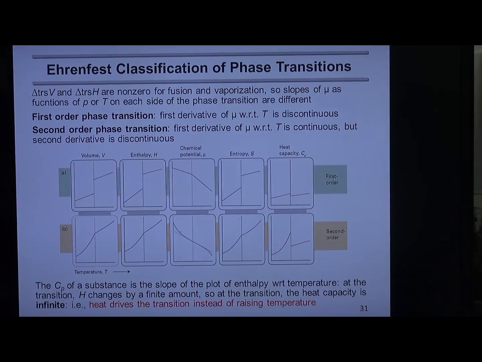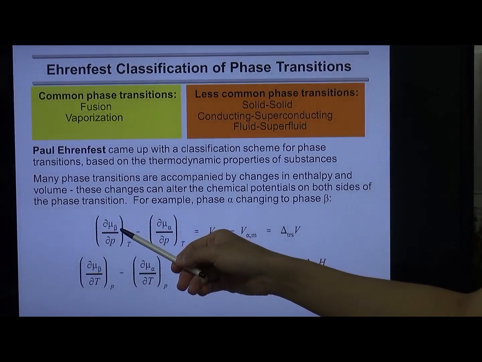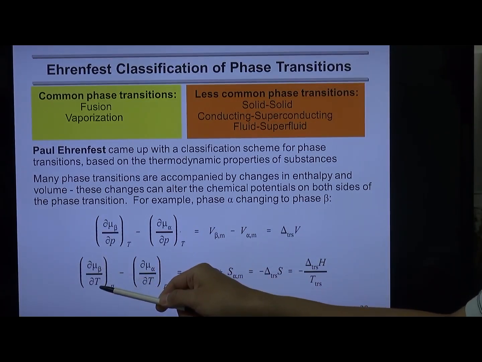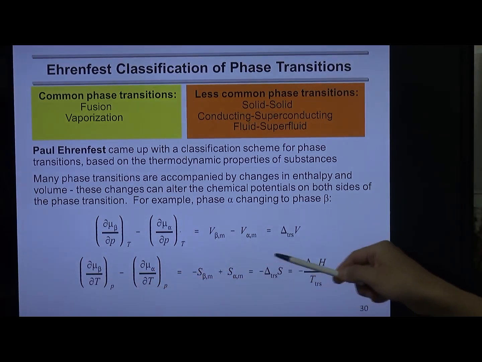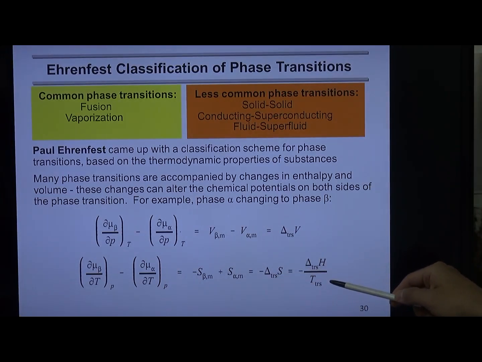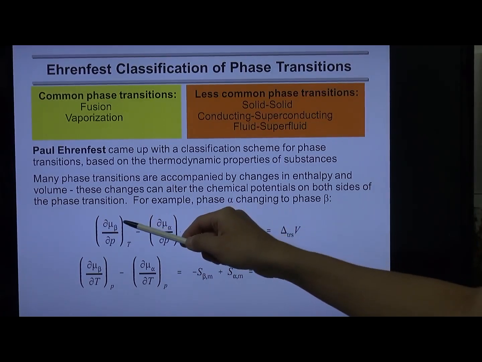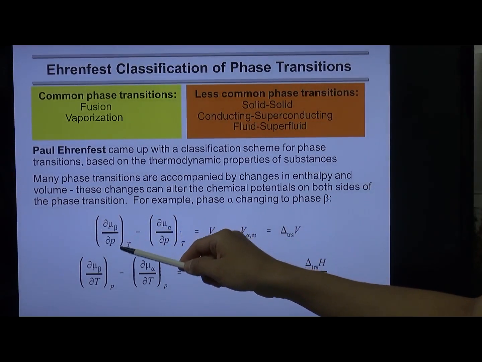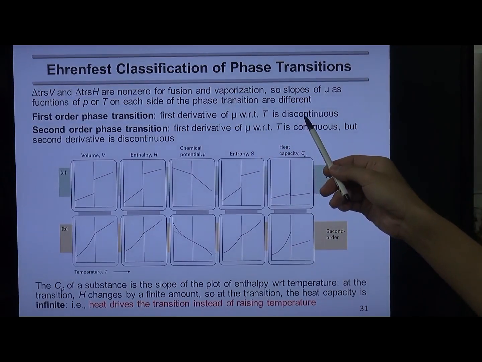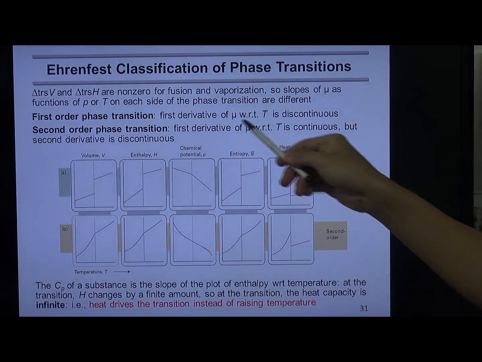Okay? If you recall, the derivative of chemical potential as a function of temperature corresponds to entropy, right? And entropy is the same as enthalpy divided by temperature, right? And the derivative of chemical potential as a function of pressure is volume, right? So according to Ehrenfest's classification of phase transitions, first order phase transition has a discontinuous value for the first derivative of chemical potential.